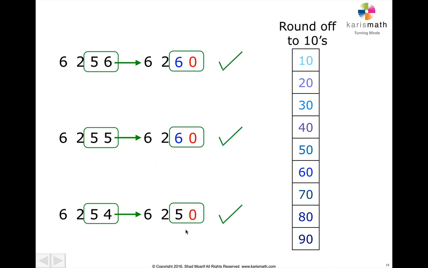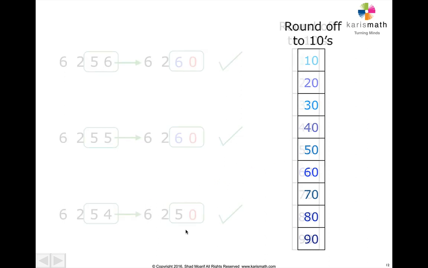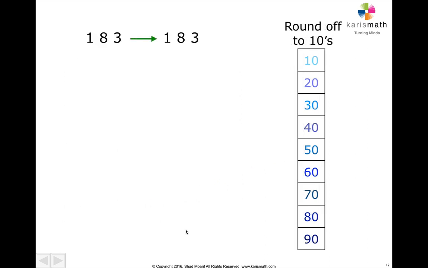And we've tried this, and it works. You match it like you did before. It all works out just right. So now that you've got the rules, try this one. What will this become? 183 turns into?